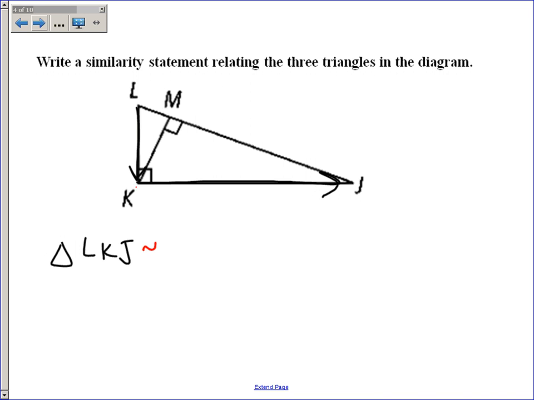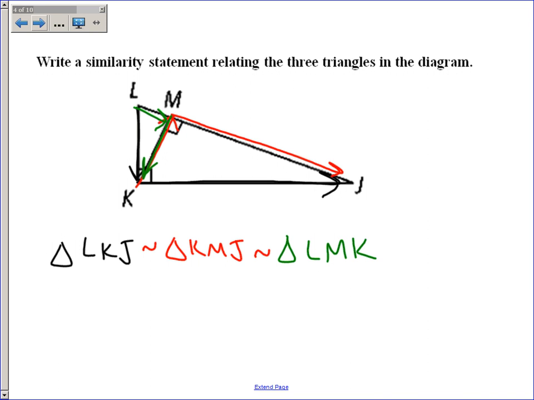I go along the shorter leg, then along the longer leg. So it's triangle KMJ. Okay, that's similar to, in the smallest triangle, I will go along the shorter leg, then along the longer leg. Triangle LMK. Okay, now that's one way of doing it. It takes a little more thinking, and there's more chances for error, but it is a faster way. So if you can master that way of doing it, by all means use it.